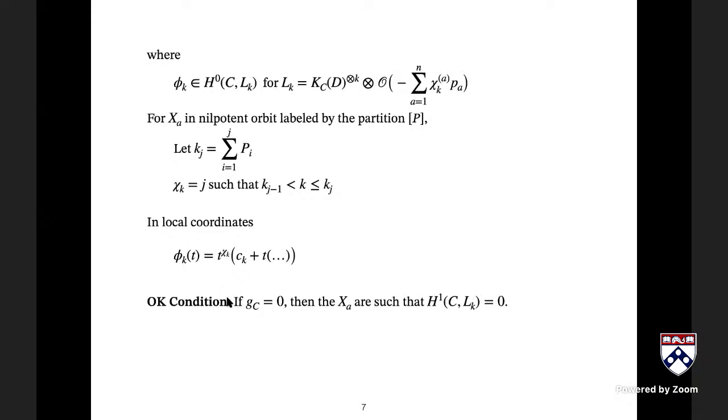And I'll throw in a condition which will be implicit in everything I'm going to say going forward, namely, for genus 0, I have to choose this collection of nilpotents X_A such that the higher cohomology of this line bundle vanishes. It's just some condition or other.